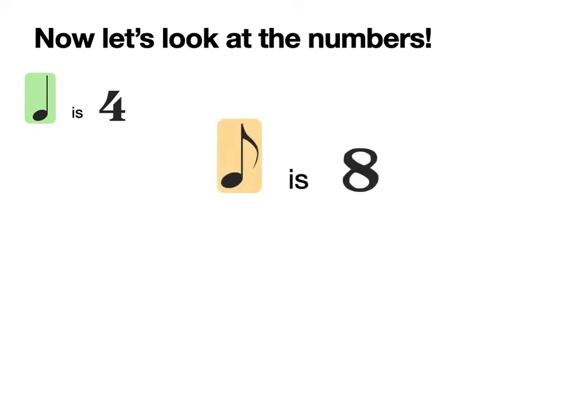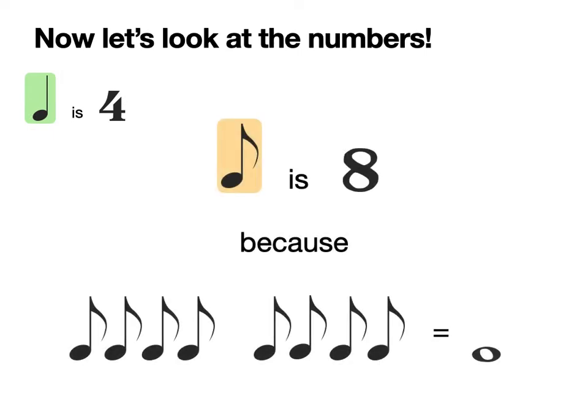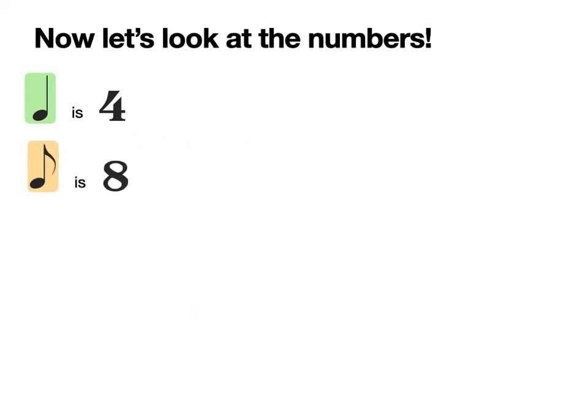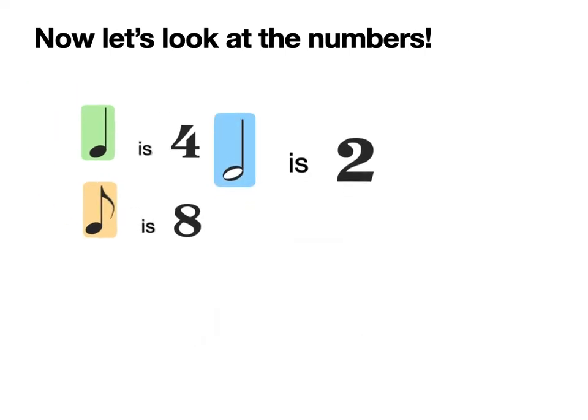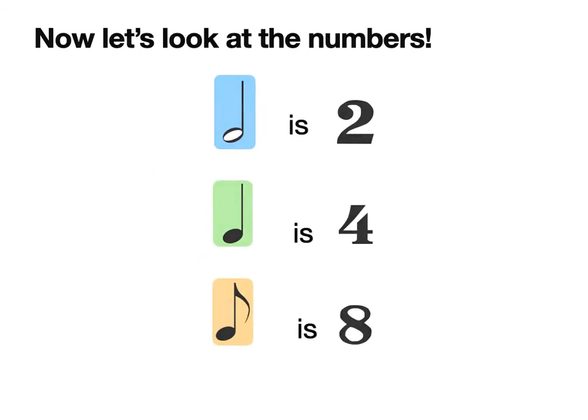For quavers, we usually put an 8. This is because there are 8 quaver beats in a semibreve or a whole note. And for minims, we normally put a 2, and this is because there are 2 minims in a semibreve or a whole note.